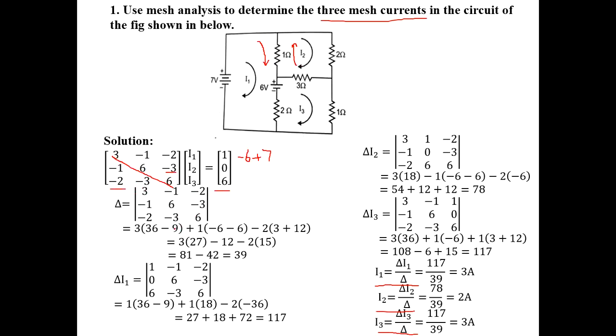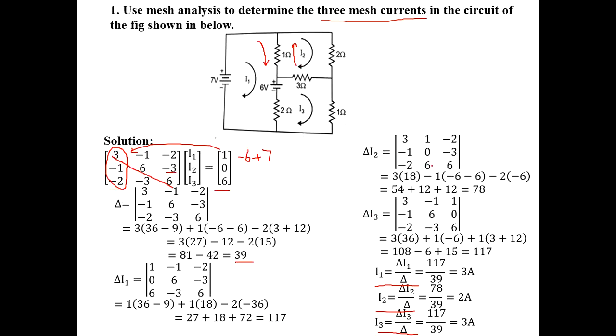I have published a video explaining the steps to solve matrix equations using a scientific calculator. The link has been given in the description. Otherwise, by manual calculation we can find the delta value. The delta value is 39. Next, delta I1: we just replace the first column by the voltage values. We got delta I1 equal to 117.